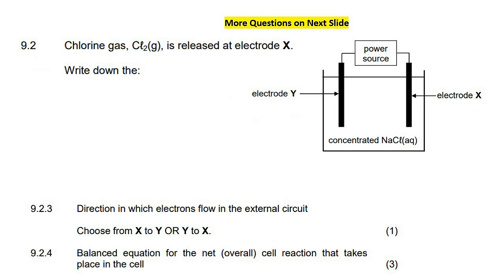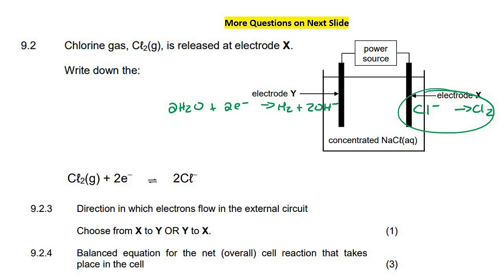This question says, write down the direction in which the electrons flow in the external circuit, which is this one over here. Let's see what's happening here. We know that here we are converting from Cl minus to Cl2. And at this electrode, we just worked out that the reaction was 2H2O plus 2 electrons gives us hydrogen plus 2OH minus. And then let's just go right down this one.